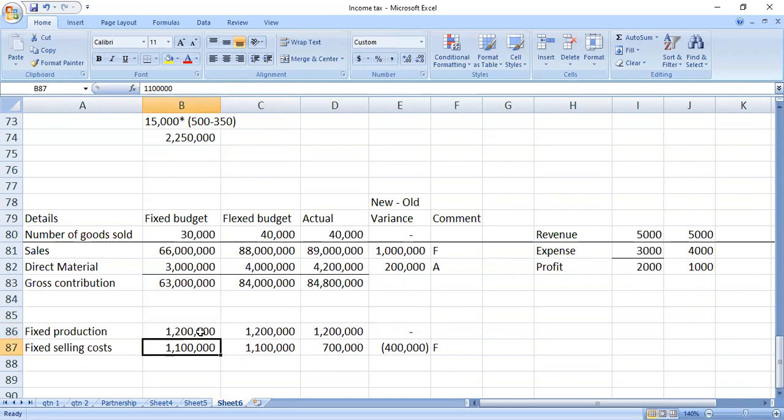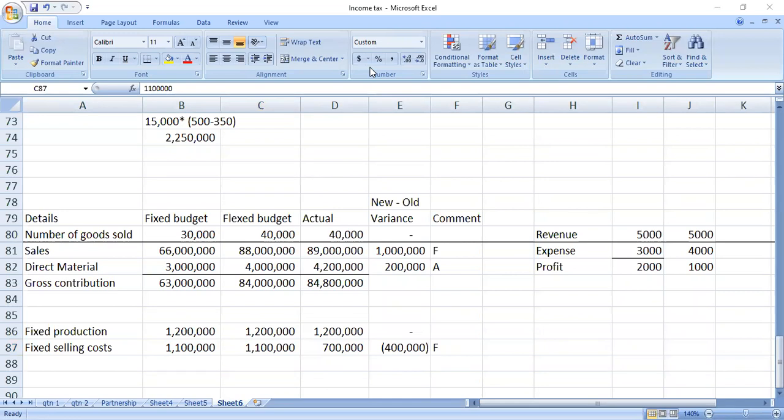You have seen fixed selling costs. Under the fixed budget, it's 1.2. Under flex, it will also be 1.2. They must be the same because a change in the level of activity, the 30 and 40, does not affect fixed costs. They always remain the same. So I hope I've answered you, Sumaya, regarding that.